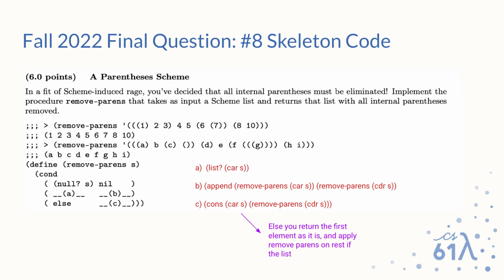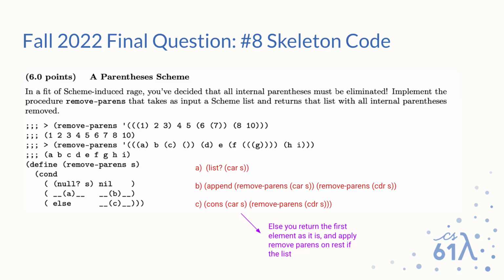So it would end up as a list with two elements, where the first one is car S and the second one is just another list, which is remove parents footer S. So when you want to combine them, append will combine them effectively, but list will just create successive nested lists.